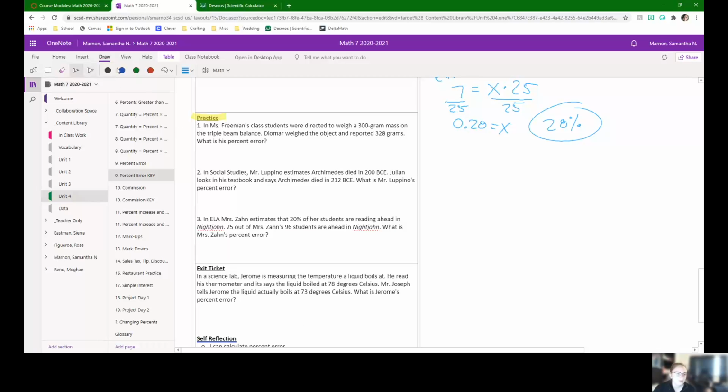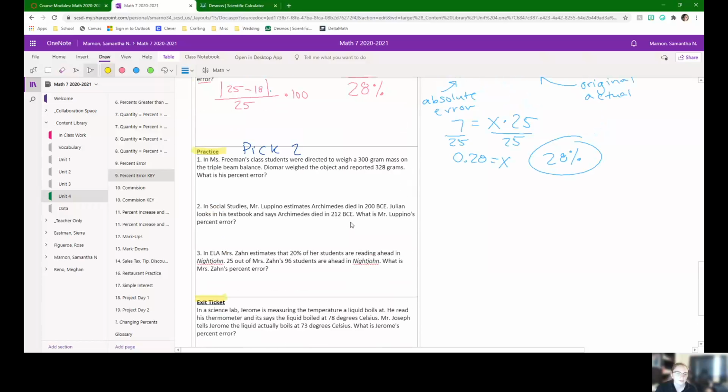So when you're done with your notes, we have some practice. You don't need to do all of them. You only need to pick 2. Then you have your exit ticket. And these are all kind of situations that could happen in one of your classes. So you can see where percent error would come up in real life.